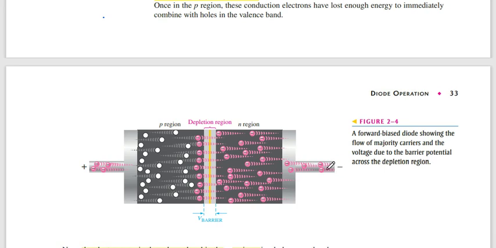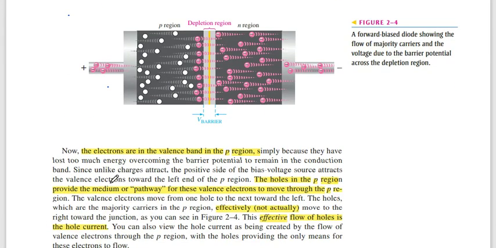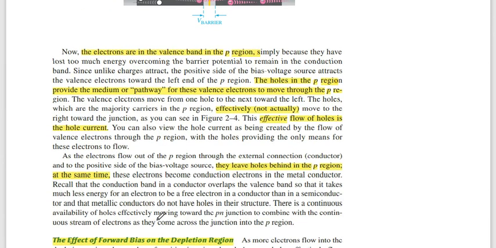The N region is connected to the negative terminal of the battery. So from the negative terminal, more electrons enter the N region and they cross the depletion region and enter into the P region, and more holes cross the P region and enter into the N region, and a current flows through the diode. All these things happen in forward bias, and it is mentioned in these paragraphs.